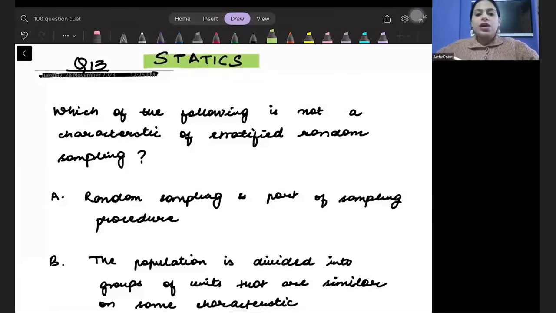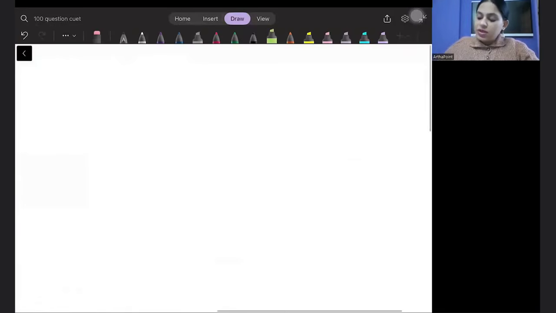Read the question. Which of the following is not a characteristic of stratified random sampling? Read a little, beta. This says stratified random sampling. What is stratified random sampling? So in stratified random sampling, we create strata.